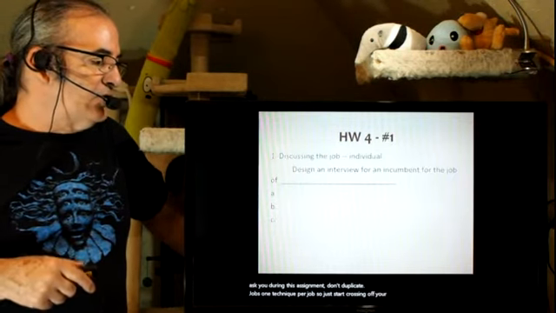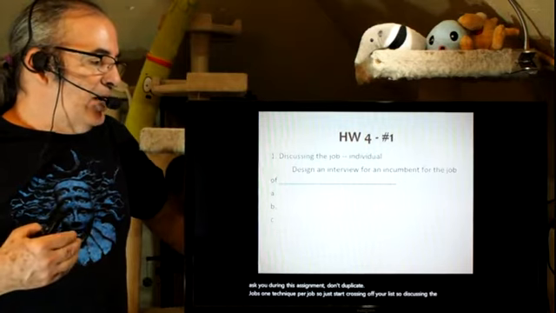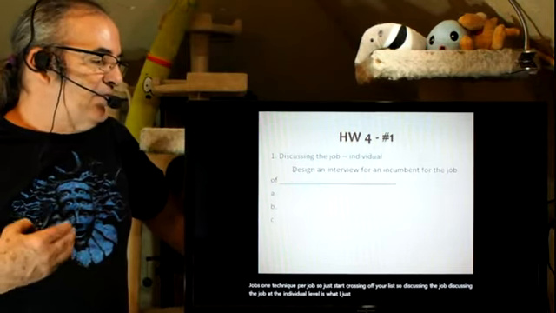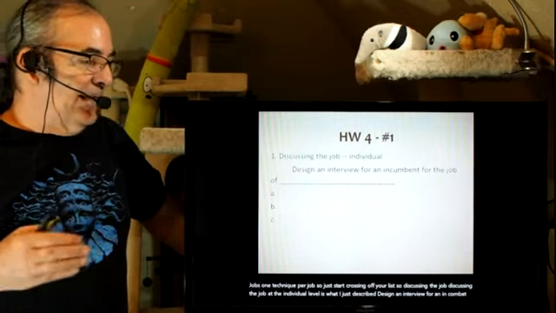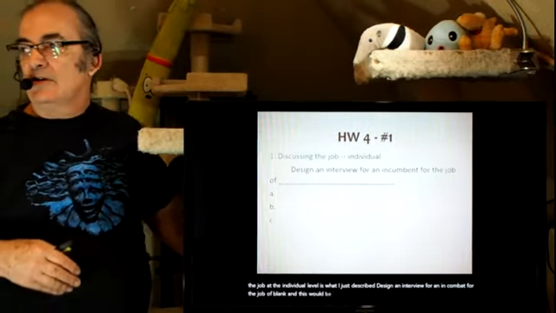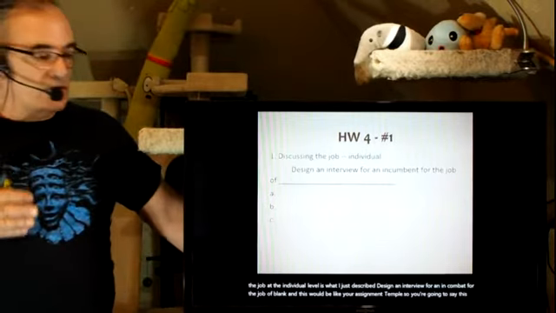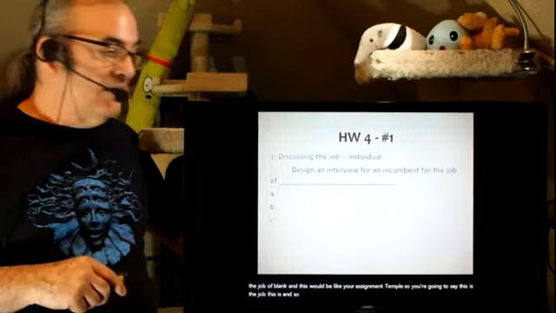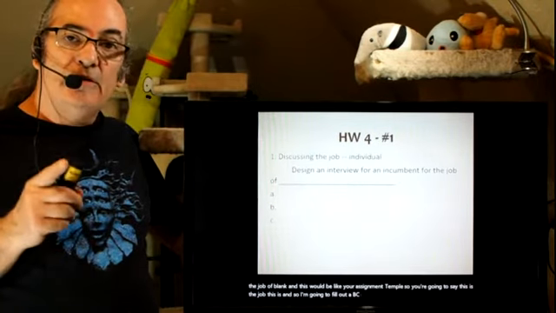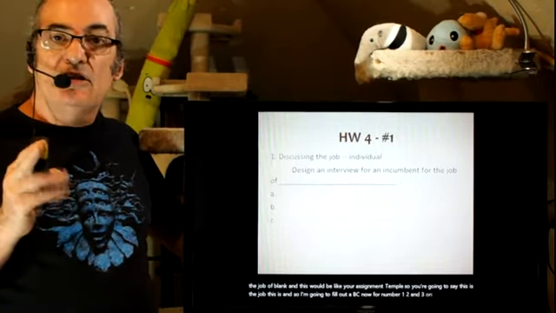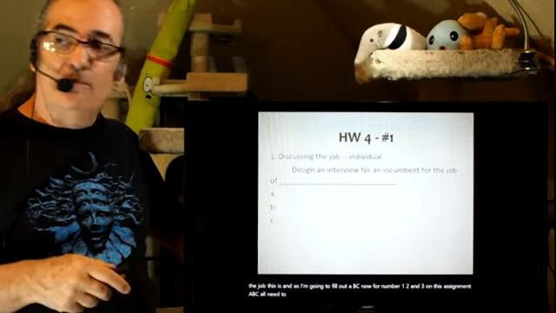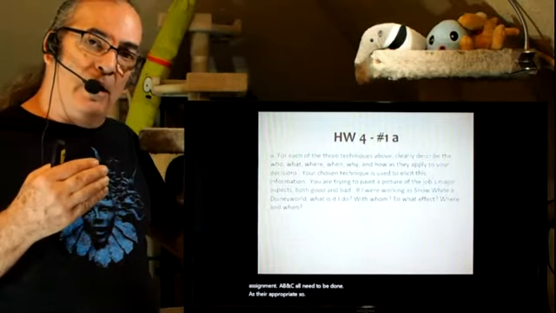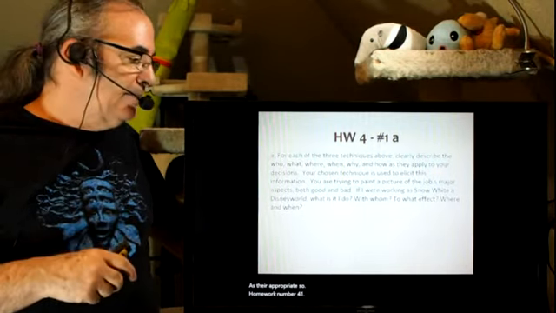So, discussing the job. Discussing the job at the individual level is what I just described. Design an interview for an incumbent for the job of blank, and this would be like your assignment template. So you're going to say, hey, this is the job, and so you're going to fill out A, B, and C. Now for number 1, number 2, and number 3 on this assignment, A, B, and C all need to be done as they're appropriate. Okay, so homework number 4, 1, part A.